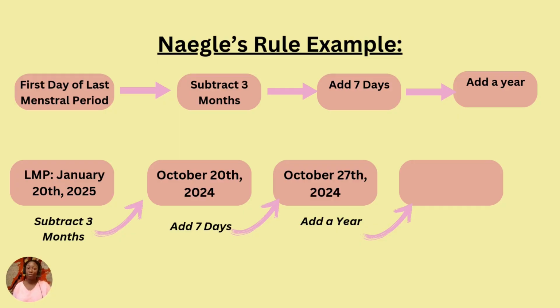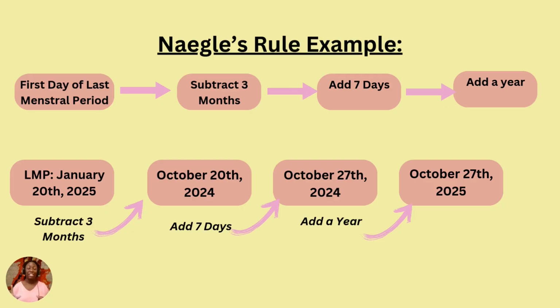And then the final step is to add a year to this date, which gives us October 27th, 2025. Again, the reason why we added a year to this date is because if a woman's last menstrual period occurred in January of 2025, she can't go back in time and deliver. The year of the delivery is going to also be in 2025. So if the first day of a woman's last menstrual period is January 20th, 2025, then her expected due date using the formula of Naegele's rule will be October 27th, 2025.